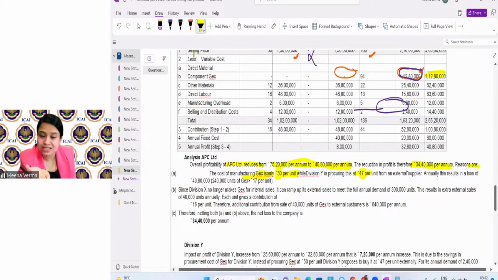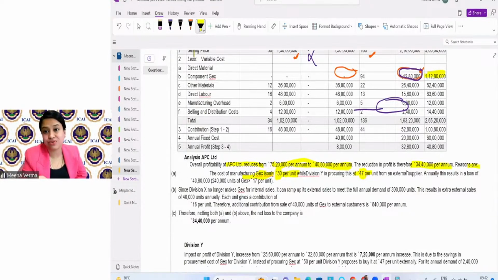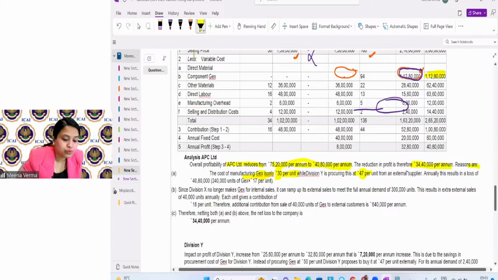And spare capacity. There is spare capacity. Khali बैठे हुए हैं यार. So there is underutilization of resources. You are not properly utilizing your fixed cost. Not properly utilizing your resources, right? So annually, this results in a loss of how much? You can see 2,40,000 पे 17 rupees का loss. There is a loss, है ना? Because you can internally produce it at rupees 30 and you're buying it from outside at rupees 47. Okay, so this will result in a loss.